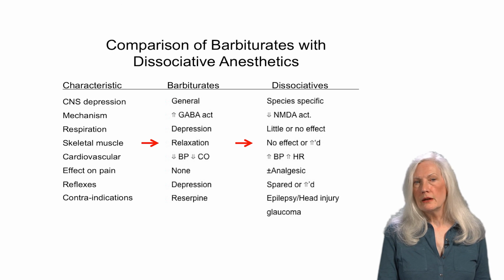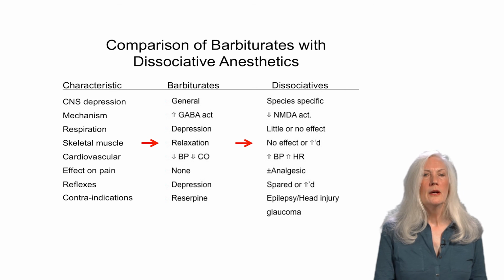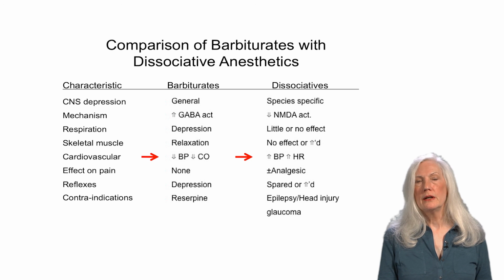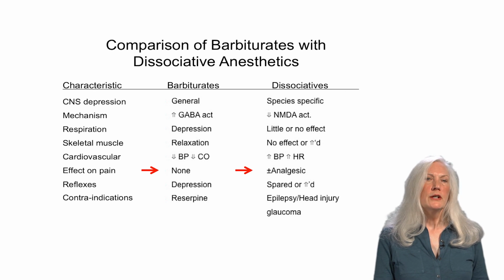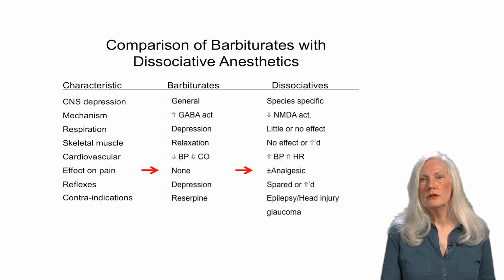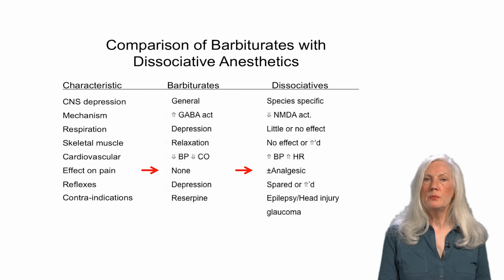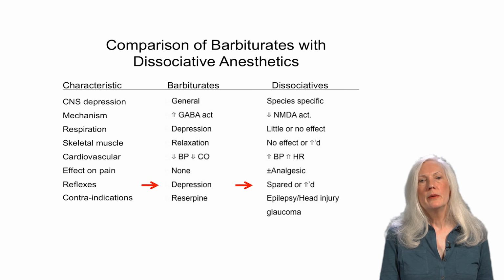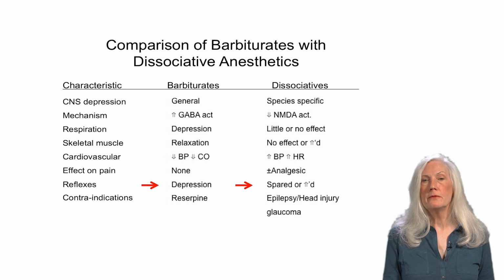Barbiturates relax skeletal muscle, while ketamine has either no effect or even produces spontaneous motor activity. Barbiturates depress blood pressure and cardiac output, while ketamine increases blood pressure and heart rate. Barbiturates are not at all analgesic, while ketamine is thought to be analgesic and may even be used in the future to inhibit and reverse conditions of chronic intense pain. Barbiturates depress reflexes, while most reflexes are spared by ketamine except for the cough reflex.